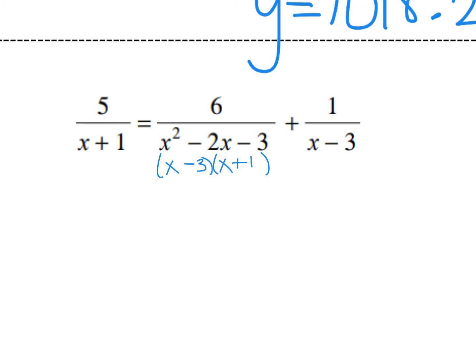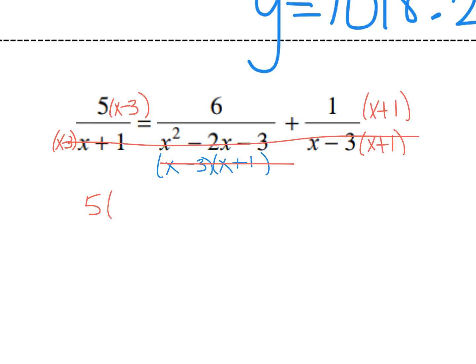Oh my god, that's amazing because these guys have that. So all you have to do is give everyone what they don't have because they're jealous and they want the other piece. So this one wants the x plus 1 piece. Whatever you do to the bottom, you do the top. This one wants the x minus 3 piece. Whatever you do to the bottom, you do the top. Now that everyone has the same pieces, bye-bye.